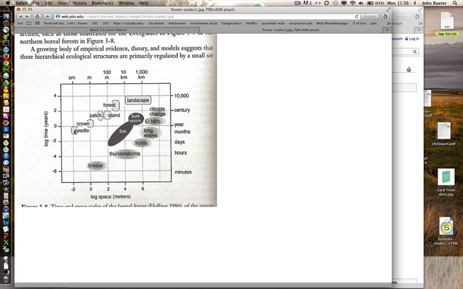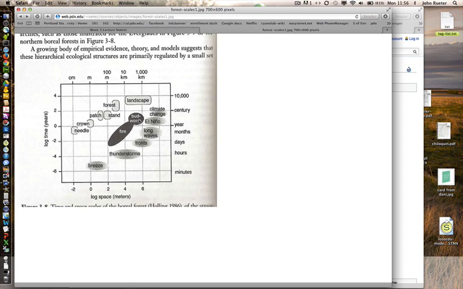What we have are characteristics of the tree stand: the needles, the crown, a patch of trees, a stand, the forest, the entire landscape. These are given as little bubbles related to how long they last and how big they are. In this case, needles are 10 to the minus 2 meters, 1 centimeter, and they last about a year. Whereas the landscape covers 10 to the 6 meters, 1,000 kilometers, and lasts up to 10,000 years. So those are the physical aspects.